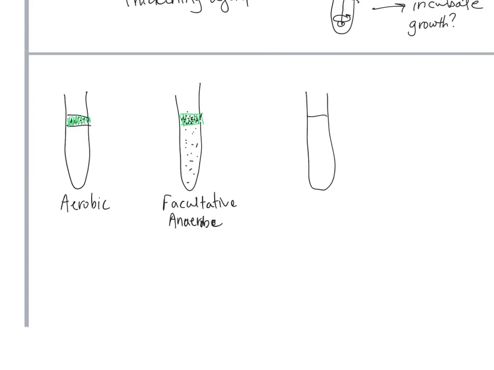And then lastly, we could have growth only below that green layer. That we're going to call an anaerobe. Now we could kind of parse this out into another few categories. We could call this a strict anaerobe or an aerotolerant anaerobe. In practice, that's very difficult to tell exactly from this test alone.